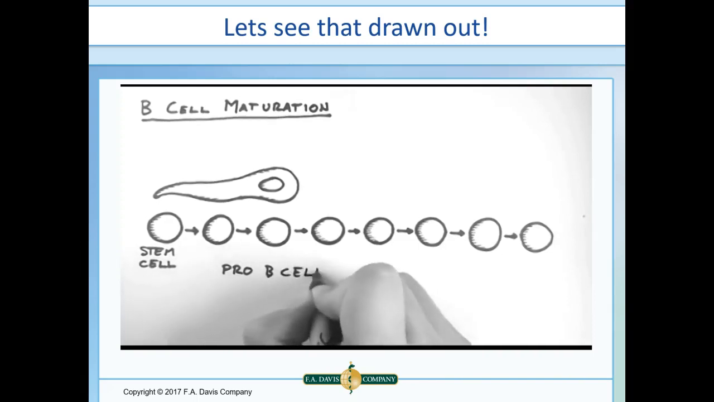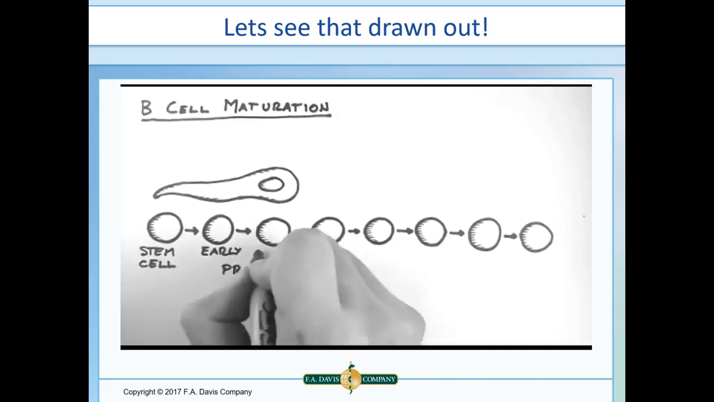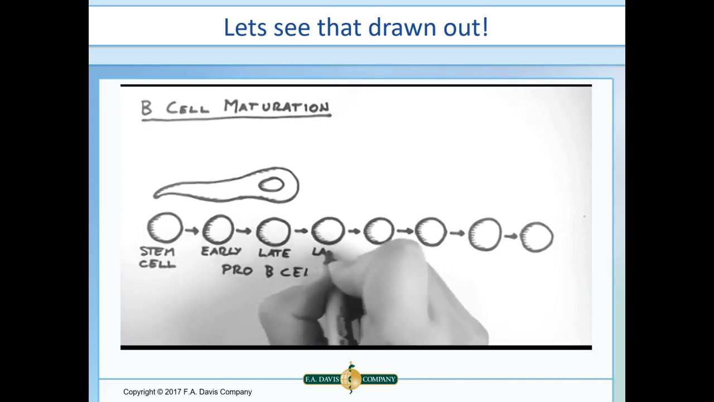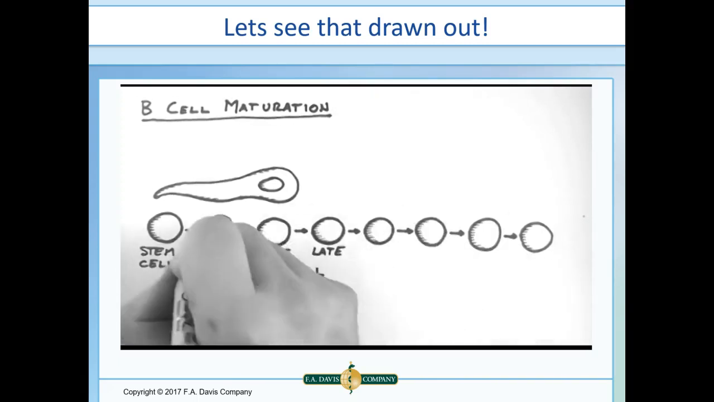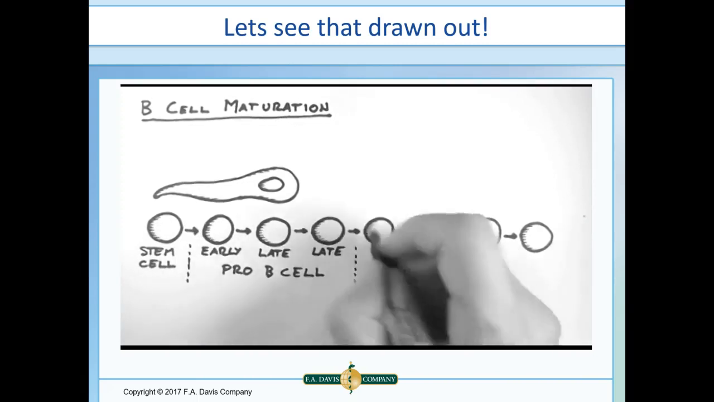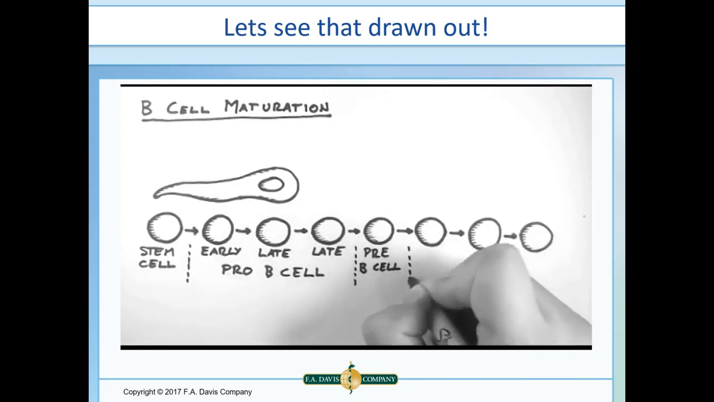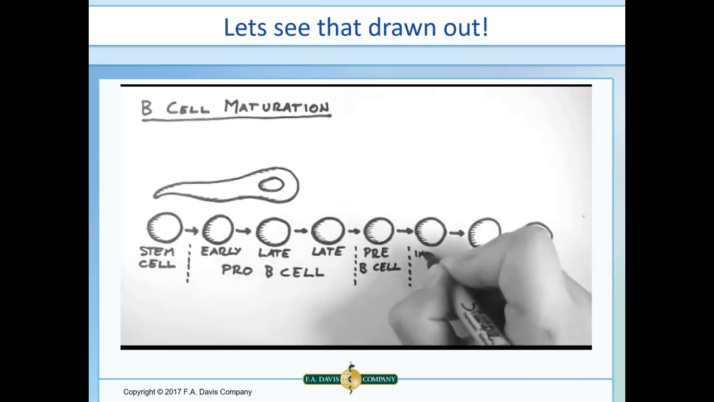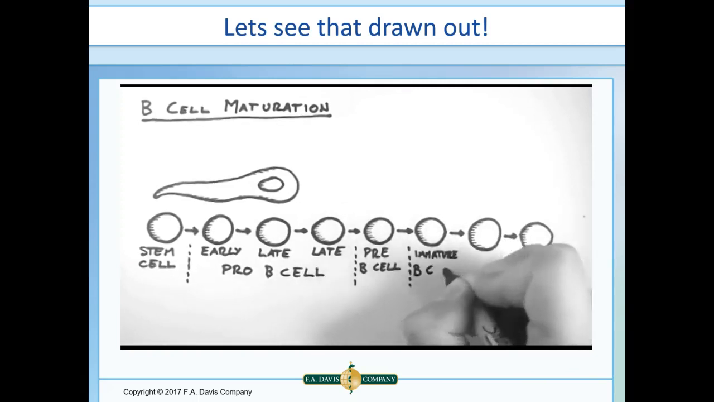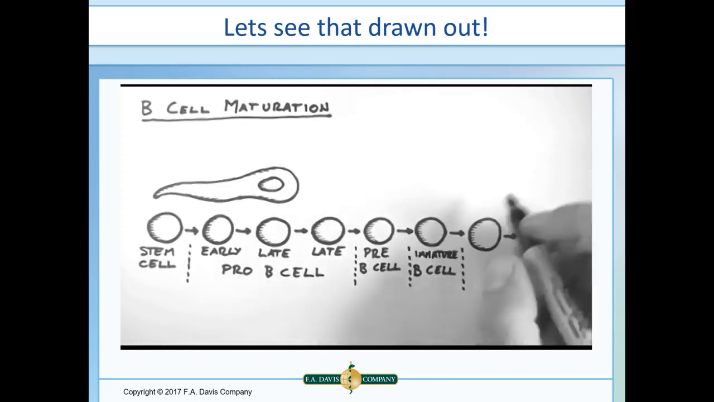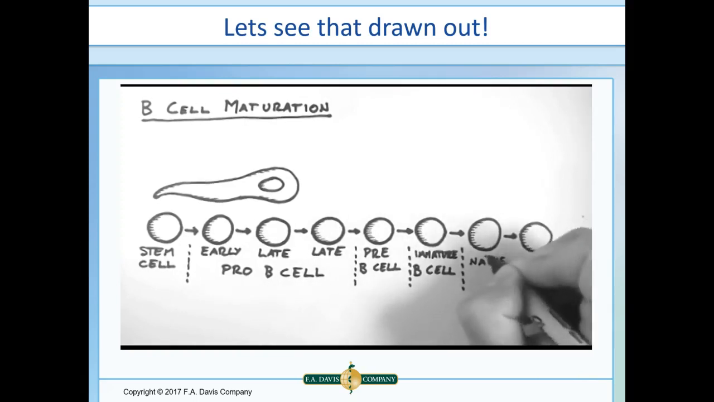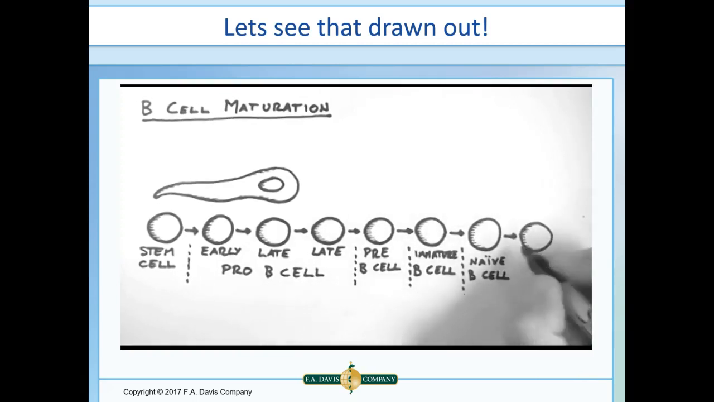These progress to pro-B cells, and we'll look at the differences between the early pro-B cell and the late pro-B cell. These then progress to pre-B cells, and then onto immature B cells. The immature B cells then migrate to lymph nodes, the spleen, and other secondary lymphoid tissues. At this time, they then progress to naive B cells, and they eventually may become mature B cells.